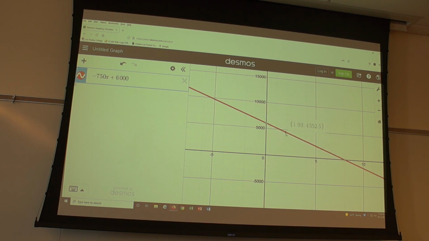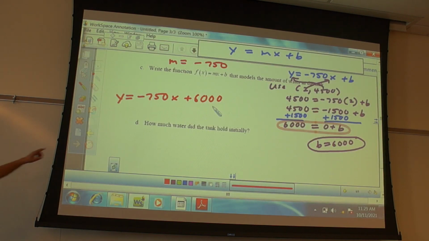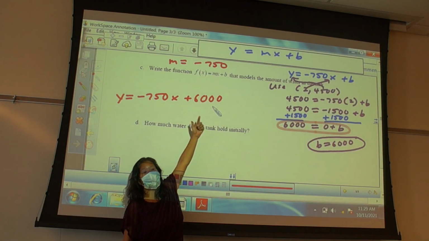So we put in this one point, 2, 4,500, to figure out what b is, so we can find the equation of the whole line. We're just using it to find what b was, because we know what y is. We needed to find b, so we can plug it into our equation and know the equation for everything.